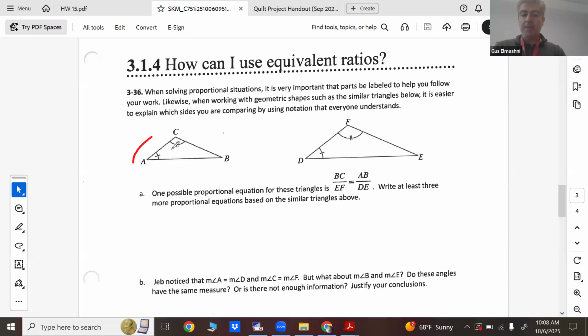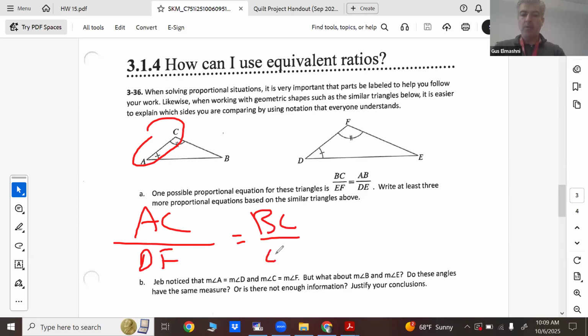Okay, well, what about AC? What corresponds to AC? EF. So of course it's going to equal the other ratio, BC to EF. We could totally say that, that's not a problem. I could probably also say AC over DF is the same as what else? If it's the same as BC over EF, wouldn't it be the same as AB over DE?